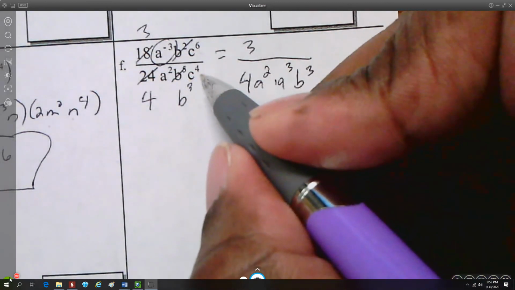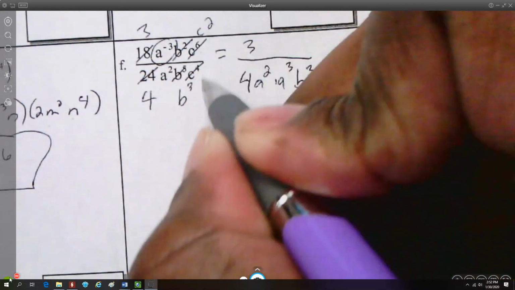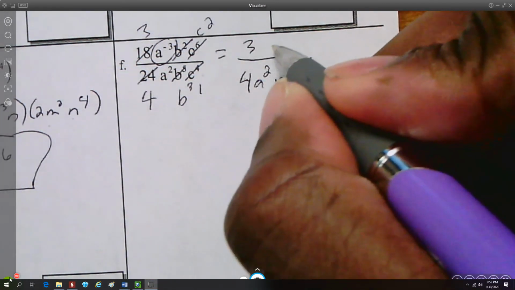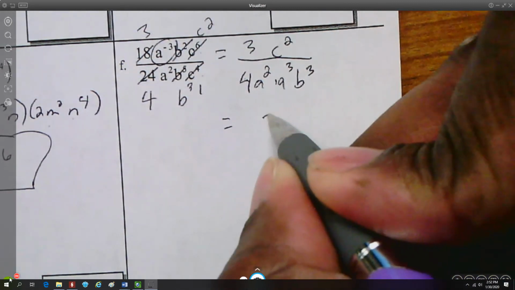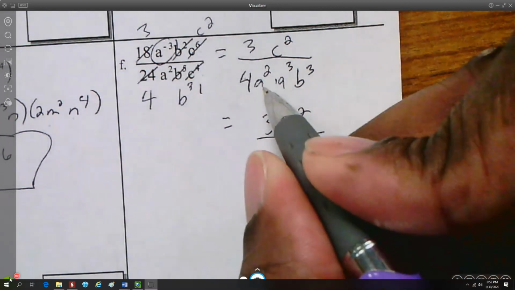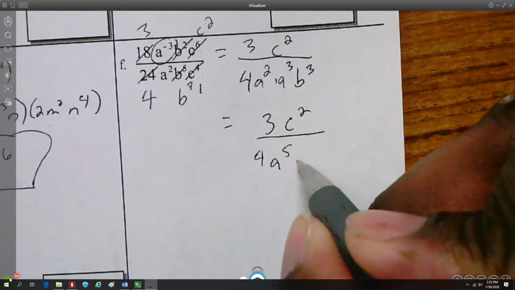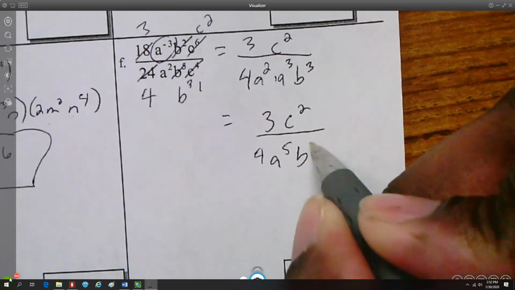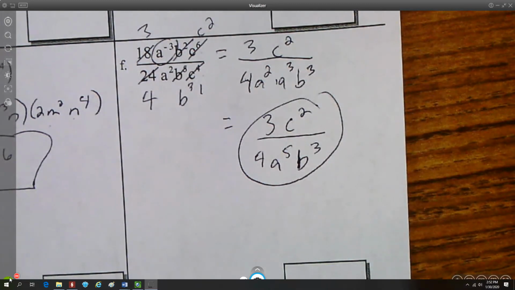C to the sixth over c to the fourth should give you c to the second on top and 1 on the bottom. So just c to the second there on top. And now, if I finish this, it's 3c to the second over 4. A to the third times a to the second will be a to the fifth times b to the third. That's the final answer for it.